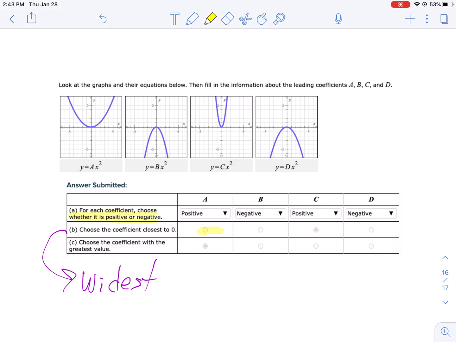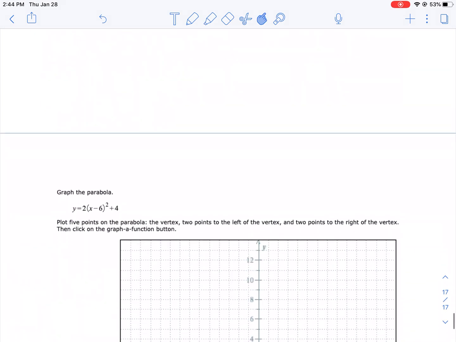Choose the coefficient with the greatest value. Well, the greatest value, since it's greatest, that's going to be the skinniest opening up, because it could have a big value opening down, but that would be a large negative. So I only have to choose between A and C. Which one of those is thinner? Well, that would be C. And you had A. You had the exact opposite. You got those two mixed up, it looks like.